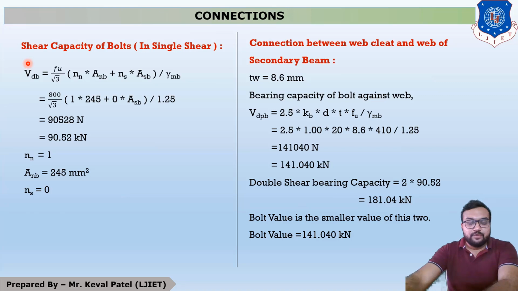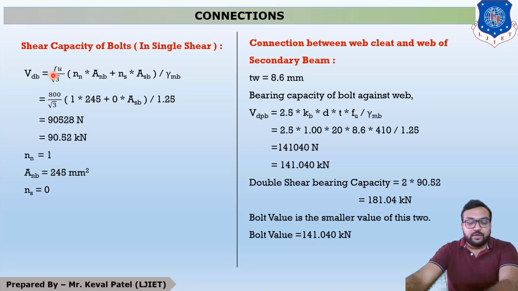So first of all, this is the revision of your elementary structural design, in which we look at the shear capacity of bolt. The shear capacity of bolt equation is given on page number 75 of IS 800 2007, in which the equation is VDB is equal to FU by root 3 into (NN AB plus NS AB) divided by gamma M0.